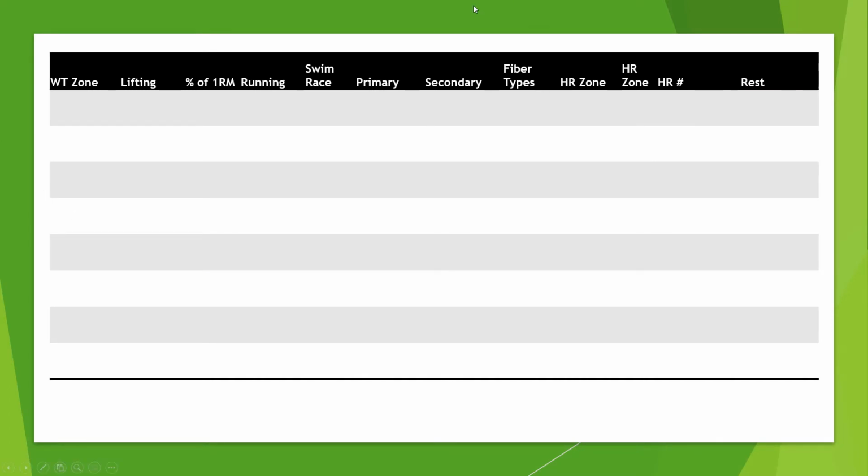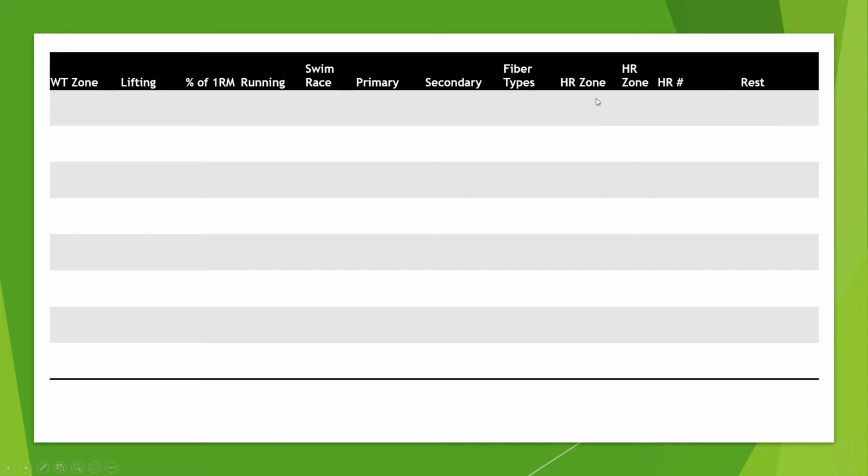It's going to go over weight training zones, which we did not talk about, but I'll talk about a little bit in this discussion. The lifting amounts, a percentage of 1 rep max. All right, so those three columns we're going to talk about and really expose ourselves for the first time during this discussion. Then we will have running races, swim races. So you can see the related distances to the primary energy systems, the secondary energy systems, and then the fiber types, or the primary fiber types that would be at play during this.